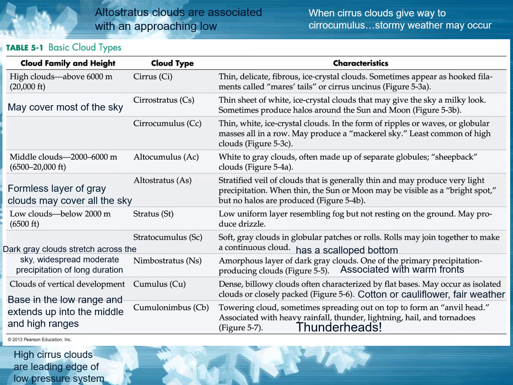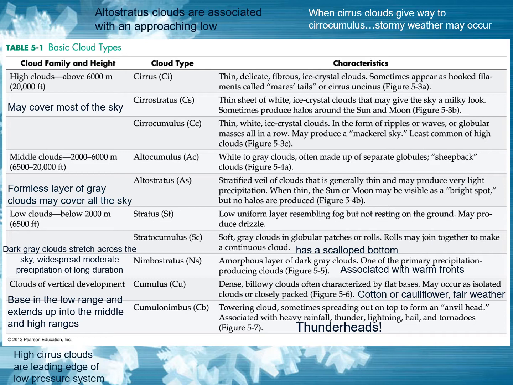This is a really nice table of all the different cloud types. Okay, so on the left, you've got them listed by, are they high, middle, or low? In the middle column, you have the different cloud tops. And then over on the right, you have characteristics. Now, I have some additional things typed in here. So let's just go through some of these.